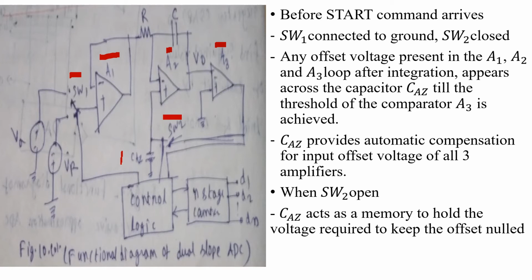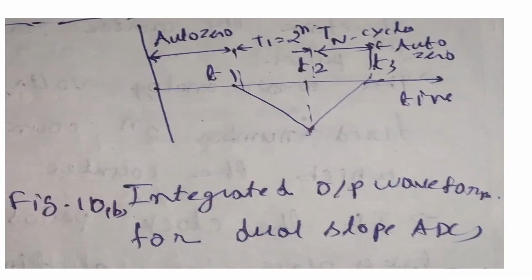When SW2 is closed, these three amplifiers create a path and the threshold offset voltage is stored by CAG, which provides the automatic compensation. When SW2 is open, CAG acts as a memory to hold the voltage required to keep the offset null. Okay, so now the operation. So this is the time period. I will explain one by one.